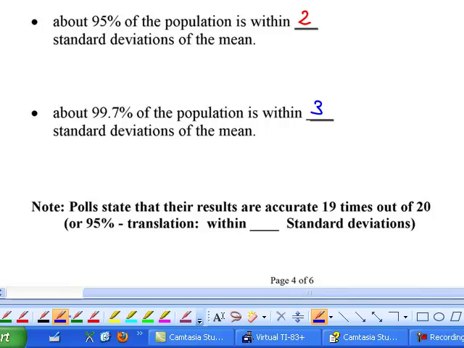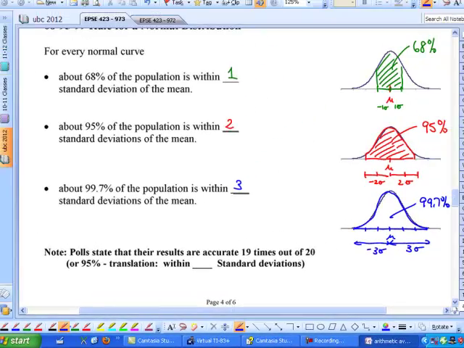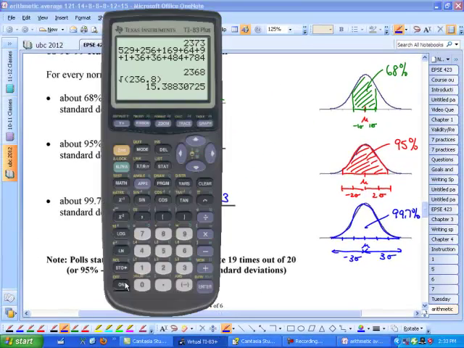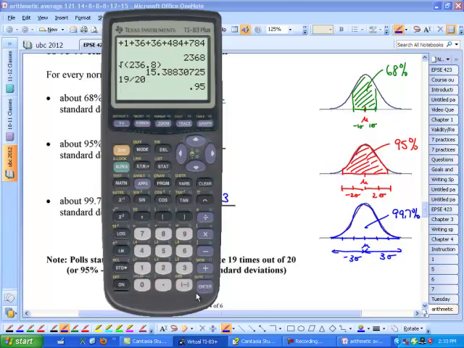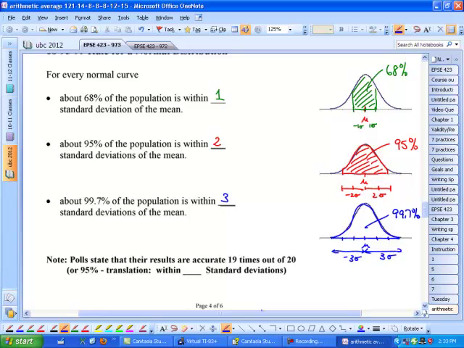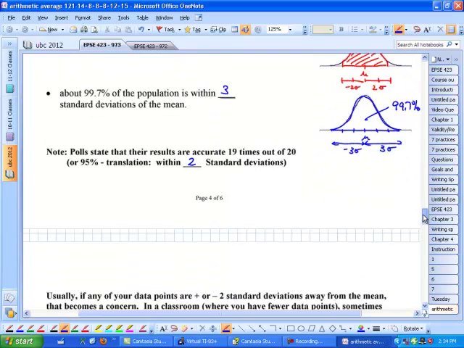Don't know if you guys read polls, but sometimes they say the results are accurate 19 times out of 20. Well, 19 times out of 20, if you do a calculation here, 19 divided by 20, that's equal to your 95%. So that's really what they're saying in the polls. Their results are accurate within 2 standard deviations. So 95% of the time, that's what that means.